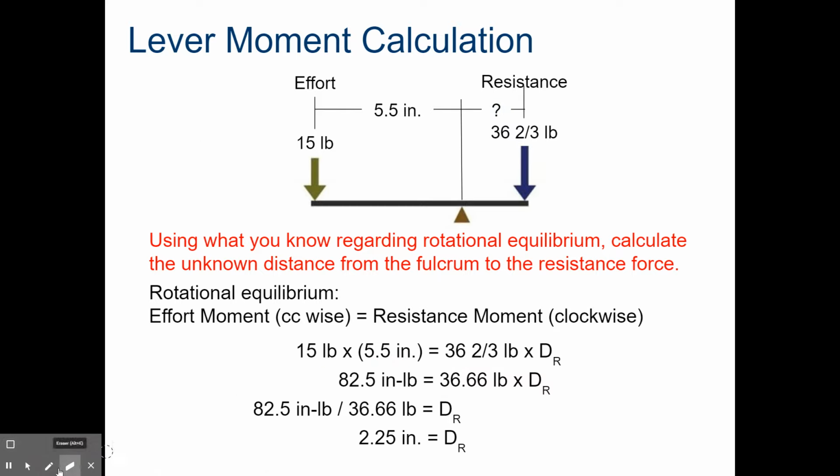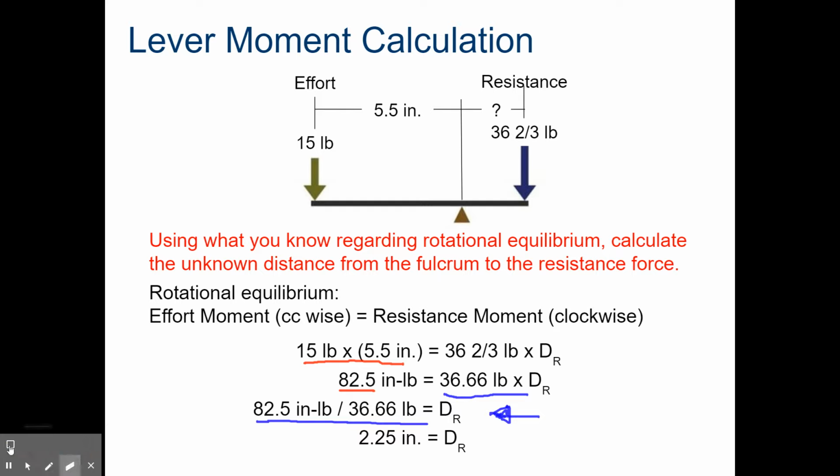Continuing on, when you multiply the 15 times the 5.5, you get 82.5 inch-pounds. On the other side, we have an unknown, so it's still 36.66 times the resistance distance. What we have to do next is divide each side. In this step, we're dividing each side by 36.66. So it ends up being 82.5 inch-pounds divided by 36.66 pounds equals your resistance distance. And your answer is 2.25 inches.